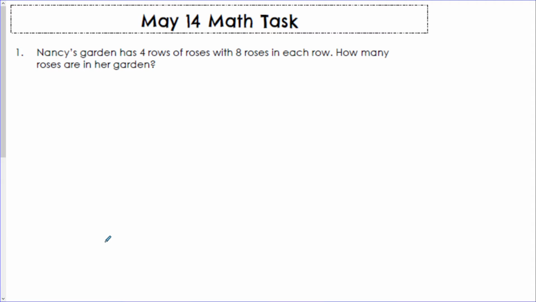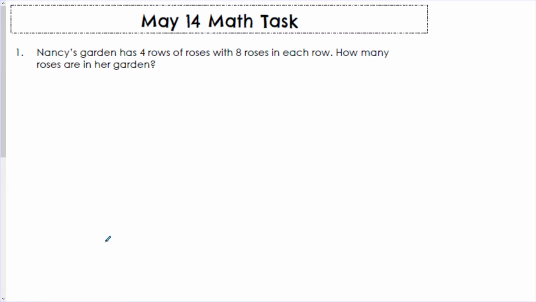May 14th, it's our math task and our practice. And we're going to take a break. I know yesterday was really hard, so today we're going back to the basics of multiplication, and we're going to keep it simple, keep it easier. And let's take a look at number 1.